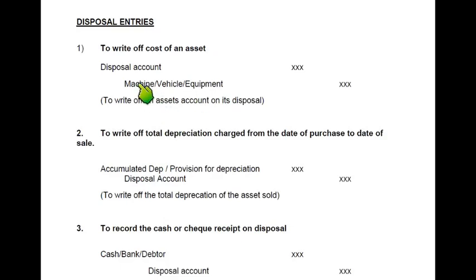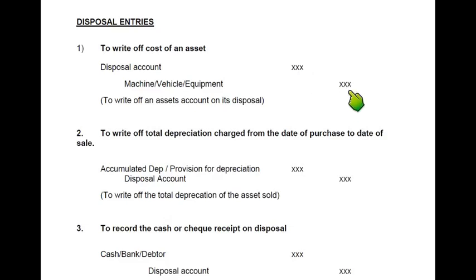So if we are selling a machine, vehicle, equipment or any other non-current asset, as you are aware, the nature of the asset is debit, and whenever the asset is removed or decreased, the asset will be credited. This is the original cost at which we bought the asset. And if the machine account is credited, the opposite entry will come on the disposal account. Now what is disposal? Disposal is a temporary account that is used to record gain or loss on disposal.